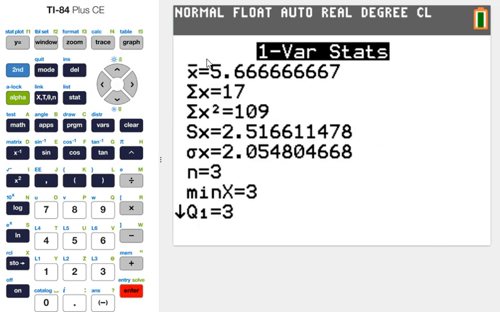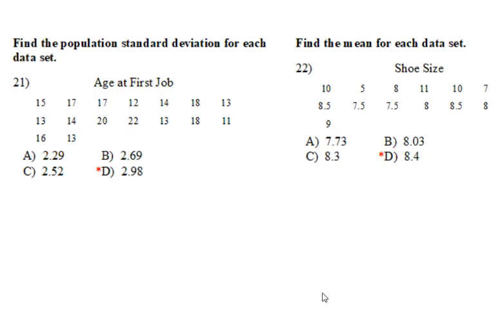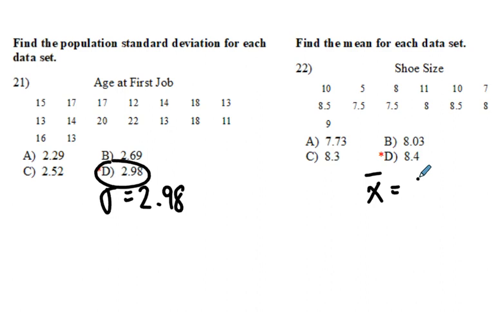It will give you your mean right there. It will give you your standard deviation right there. These are not the actual answers for this one because you need to type in the real data. But there's your mean, there's your standard deviation. When you do that for questions 21 and 22, the standard deviation for this one is 2.98, so that's why it's D. The mean for this one is 8.4.